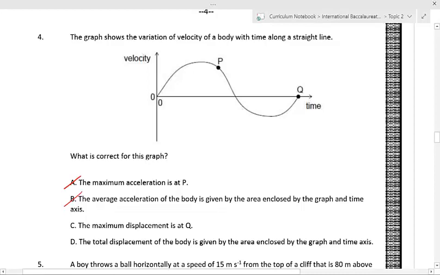The maximum displacement is at Q. That's not true, because it has moved backwards for all this time. So it's been moving back towards the starting point for all that time. The maximum displacement would be at this point, when it's been moving forwards for the longest. The total displacement of the body is given by the area enclosed by the graph and the time axis. Yes, that's correct. So if we take this area, A1, and we subtract A2, then we'll get the total displacement.